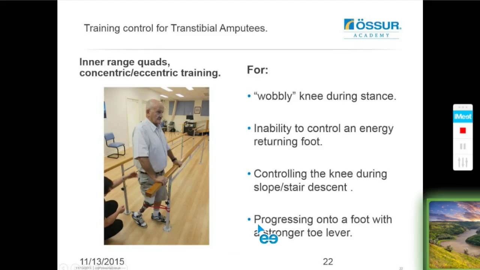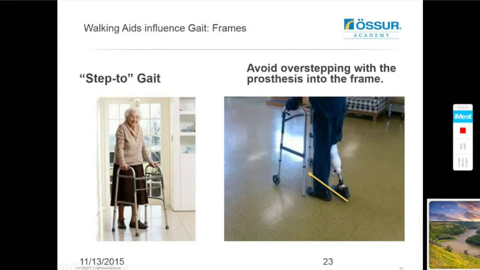Or we're looking at someone who's progressing onto a foot with a stronger toe lever. So it may be someone who started off on a balanced foot, they've progressed through their rehab, they're becoming more active, maybe they've gotten back to regular walking or perhaps golf, and they want a little more active foot. This exercise will help move them on to a Veriflex or some other foot with a stronger toe lever so that they'll basically, what I like to term, get more bounce to the ounce out of their prosthesis and really start to appreciate the toe lever on the end of their flex foot.